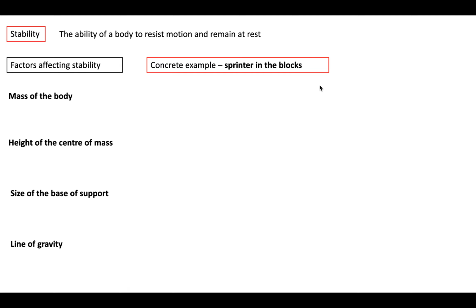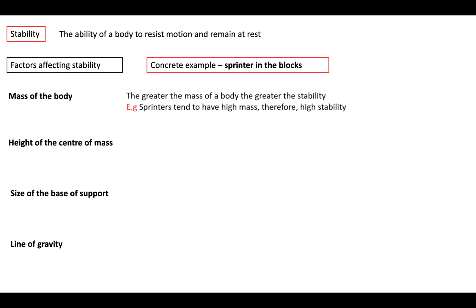So how can the stability be affected of a sports performer? Okay, so mass of the body, height of the centre of mass, and so forth. So first of all, mass of the body. The greater the mass of the body, the greater the stability. E.g. sprinters tend to have high mass, therefore they have high stability. If you think of a sumo wrestler, they have great mass, and they have to stay in a really small, quite tight circular area while they're performing their sport. They need to have great stability. So they're a true example of an athlete having high mass and high stability. However, we're sticking this to the sprinter. So sprinters tend to have high mass, therefore they have high stability.